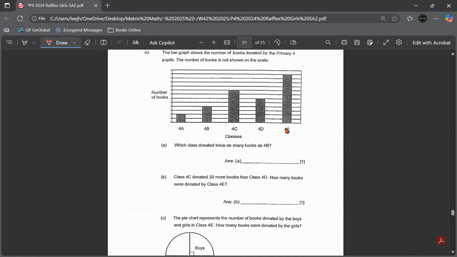So for A, how many units? 1, 2. 2 units. For B, 1, 2, 3, 4 units. C, 1, 2, 3, 4, 5, 6, 7, 8 units. Cannot see, right? 8U here. Oh, never mind lah. Then everything right on top. This is 2U. This is 4U. This is 8 units, right? This one, 1, 2, 3, 4, 5, 6 units. This one, 1, 2, 3, 4, 5, 6, 7, 8, 9, 10, 11, 12.